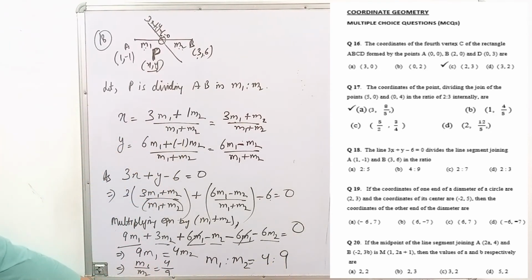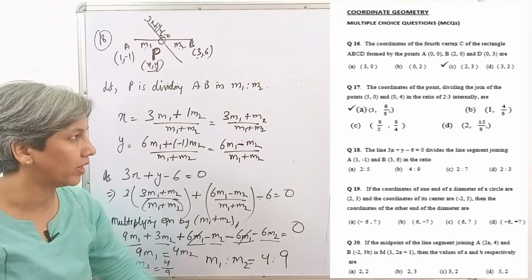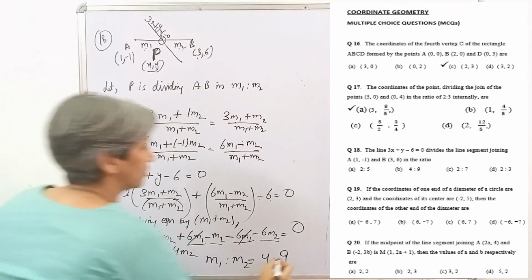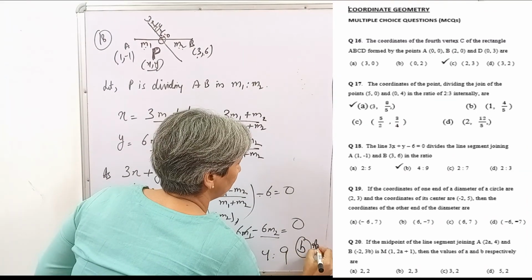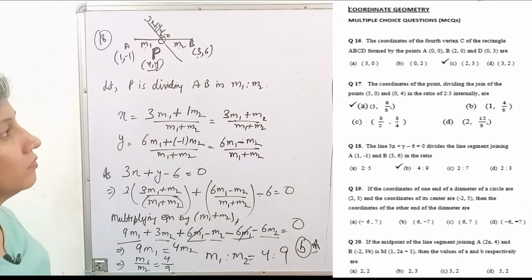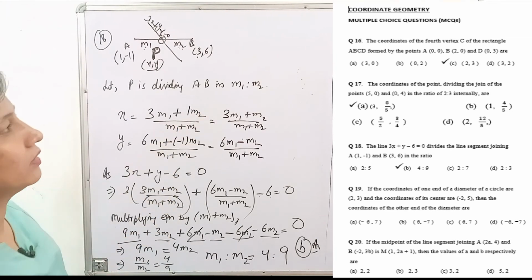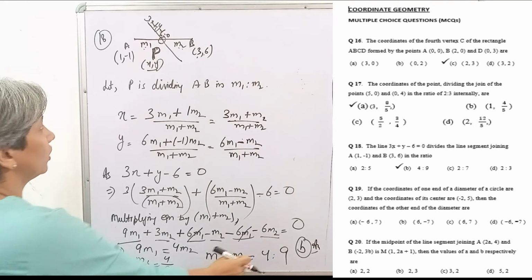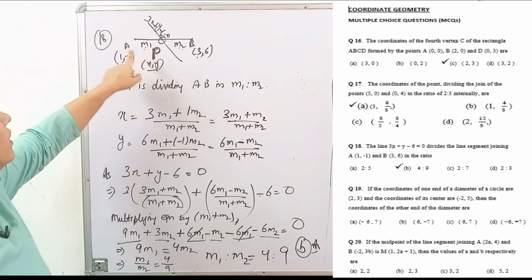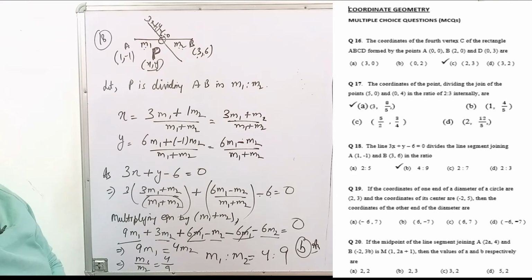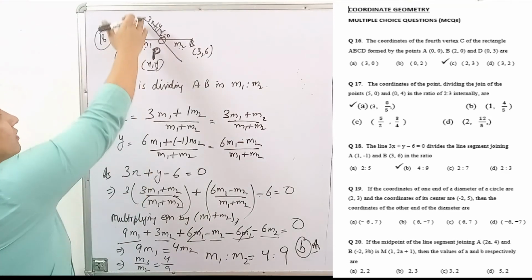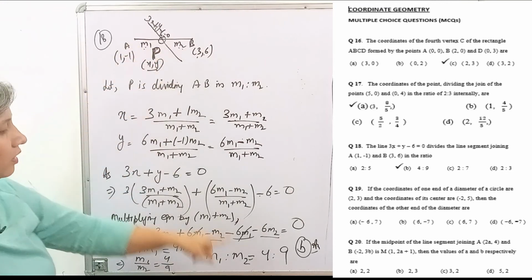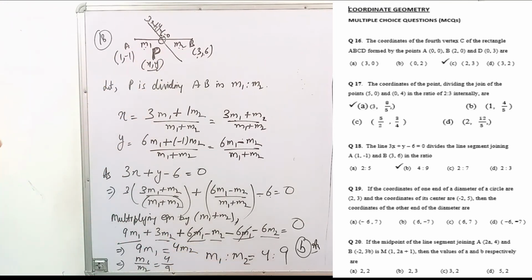m1/m2 is 4/9, that means the ratio is 4:9, which is like option B, B option is the answer. Got it? For the 18th, B is the option. 4:9 is the ratio in which my line is dividing AB in m1/m2 ratio. The line 3x plus y minus 6 equal to 0 is dividing AB in 4:9 ratio.